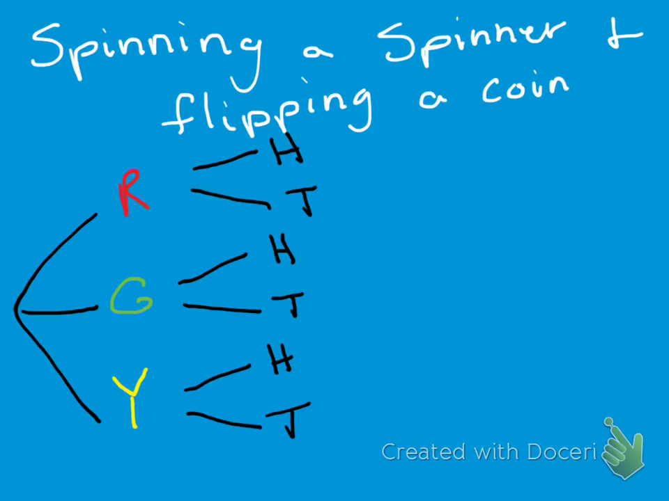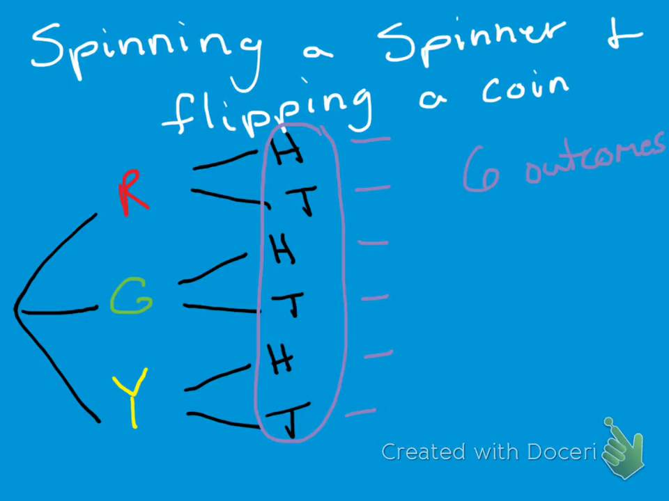Remember, this is the column that I want to pay attention to and count to give me my total number of outcomes. So if I count here, I have 1, 2, 3, 4, 5, 6. That gives me 6 outcomes.